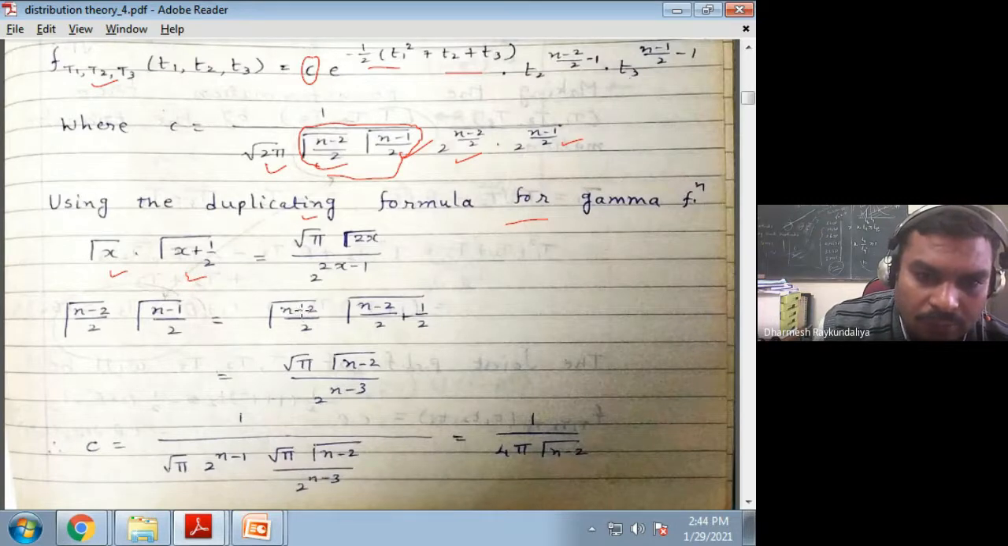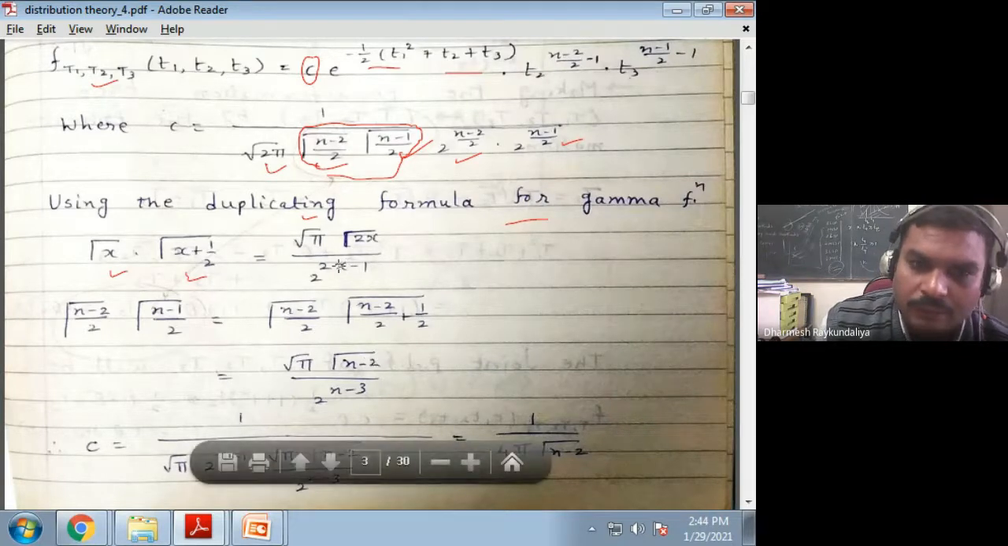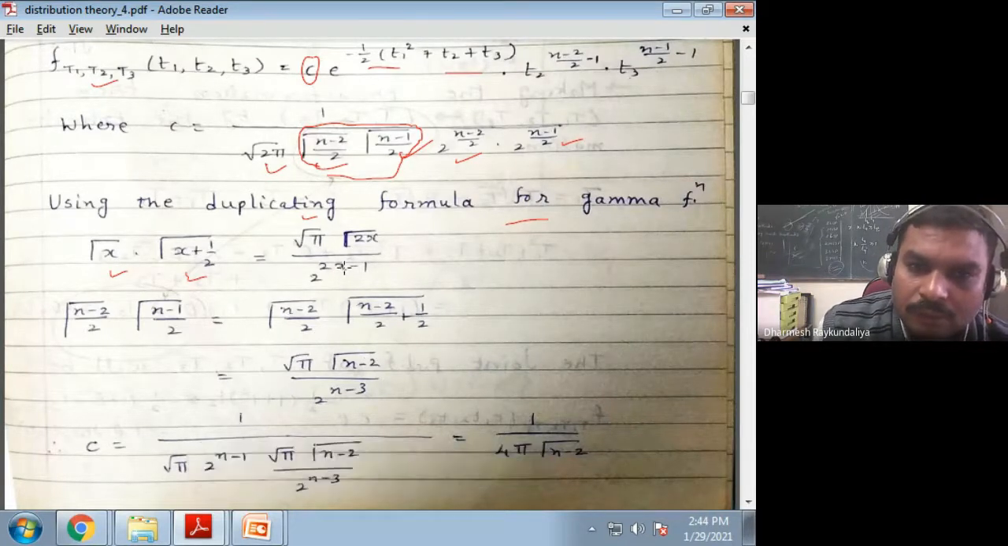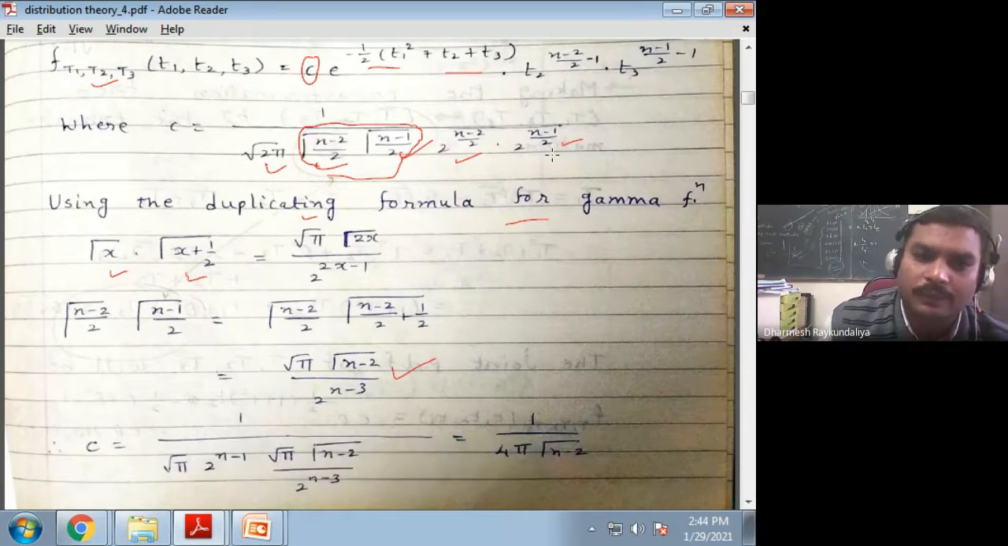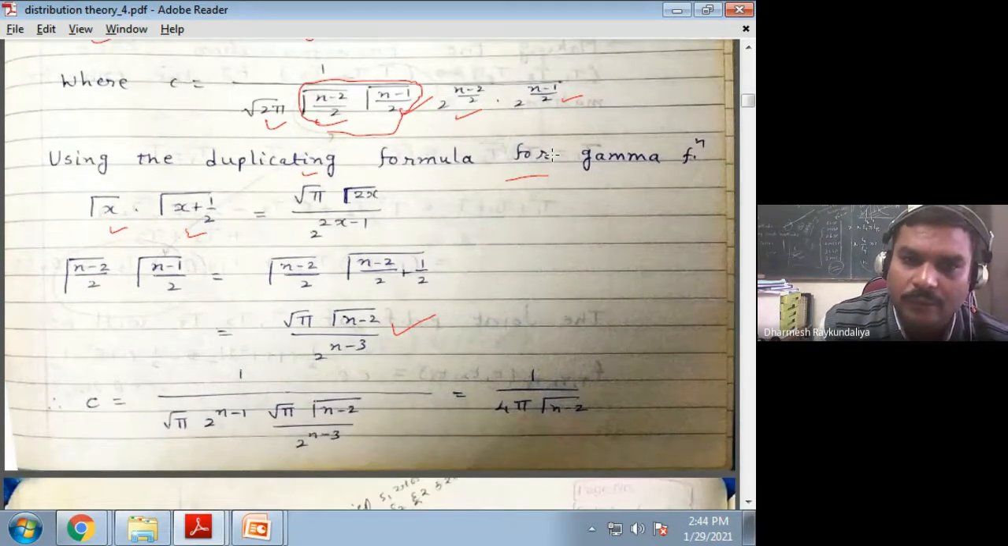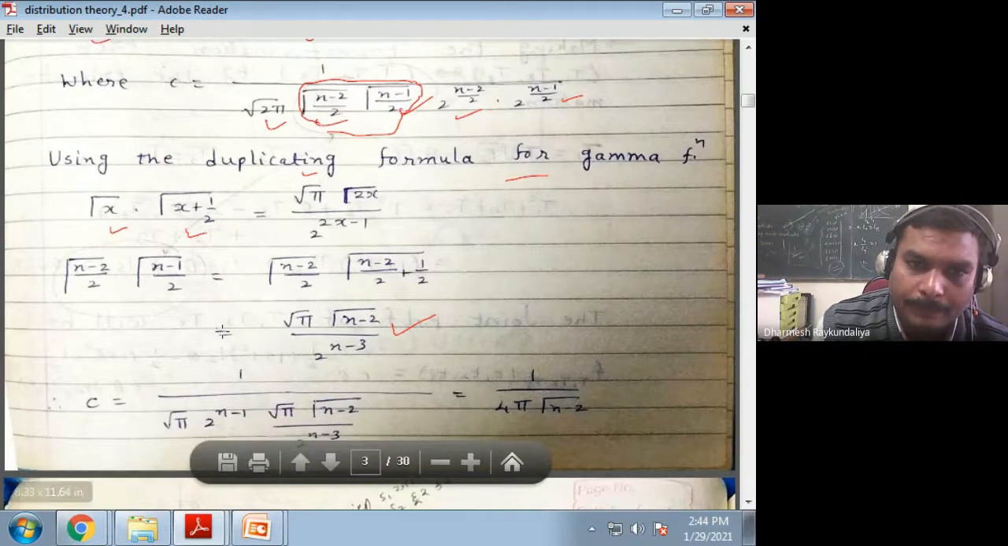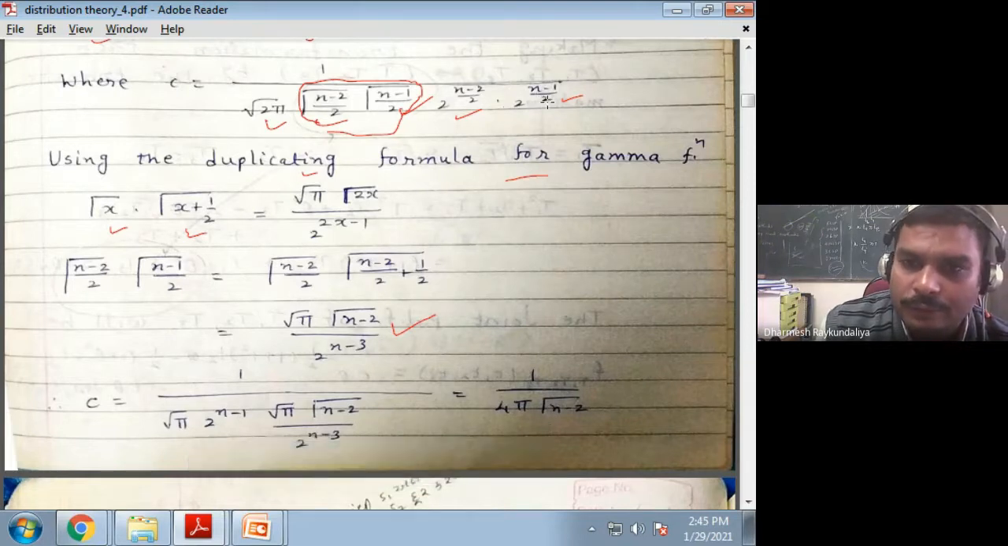And what is x? x is n minus 2 by 2. So it is twice of n minus 2 by 2, that means the 2 cancels out. It is gamma n minus 2. And here it is n minus 2 by 2, so that cancels out. It is n minus 2 minus 1, that is n minus 3. So it is 2 raised to n minus 3. So now I am substituting this into the constant. It is 1 upon root 2 pi as it is. Here it is 2 raised to n minus 1 by 2.